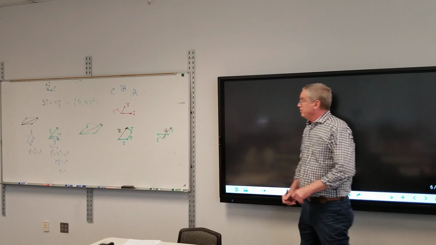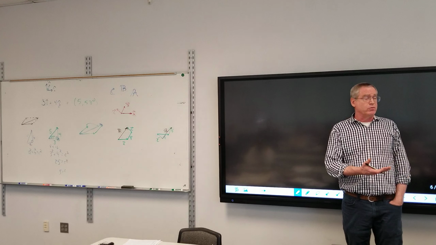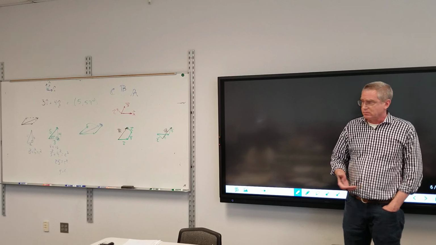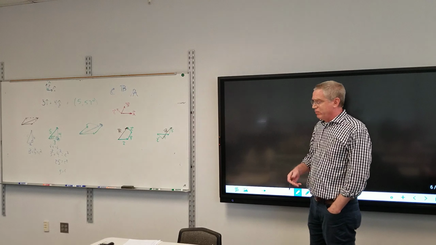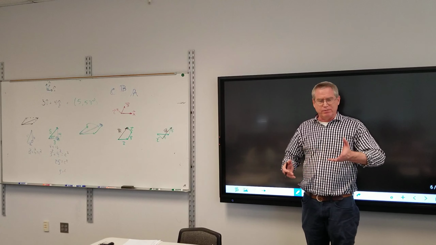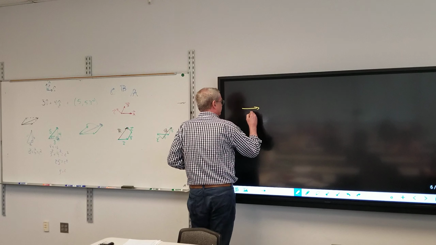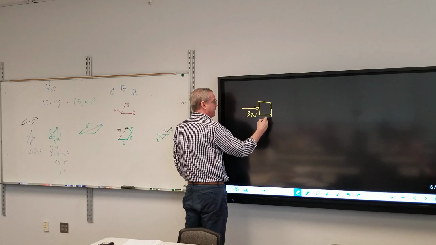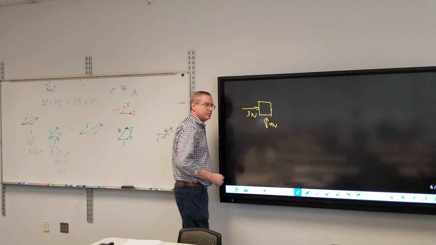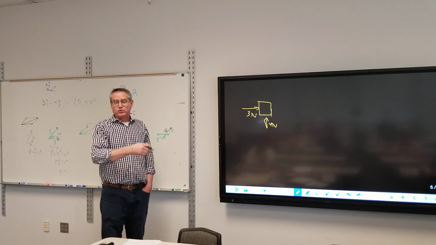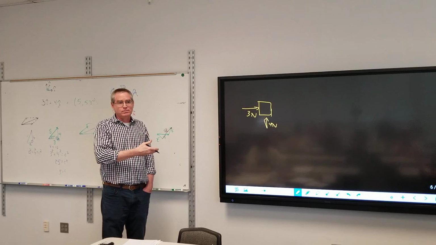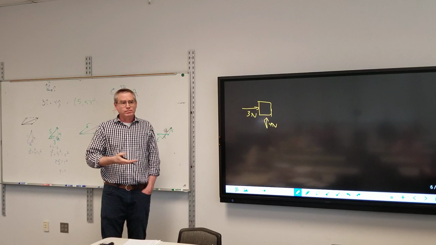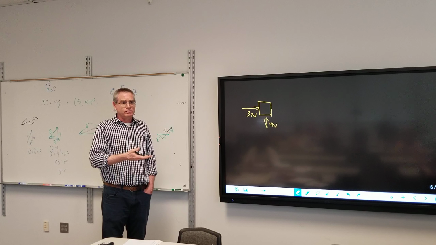Okay, so the question is how to add vectors graphically. That's where we start. If you think about a vector, regardless of the connotation, if I have a 3 Newton force, a box with 3 Newton force pushing that way and a 4 Newton force pushing that way, and I said, what's the total force acting on the box? Force is a vector, there's a magnitude and a direction.